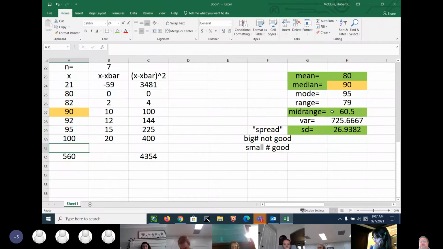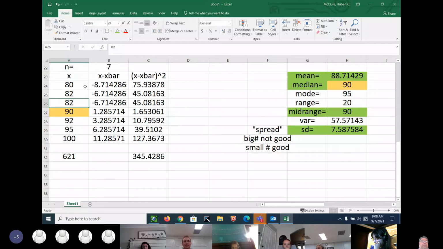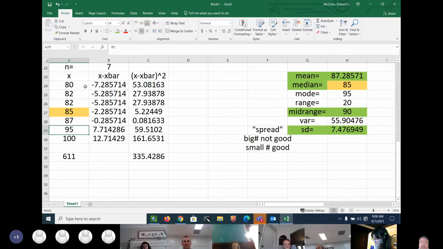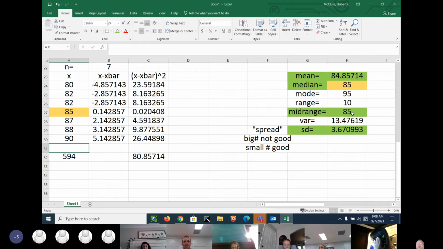Okay, if these numbers are close, this number will be small. If these numbers are way out of whack, this number is going to be big. So let's change it to 80, 82, 85, 87, 88, and 90. How close are your numbers?